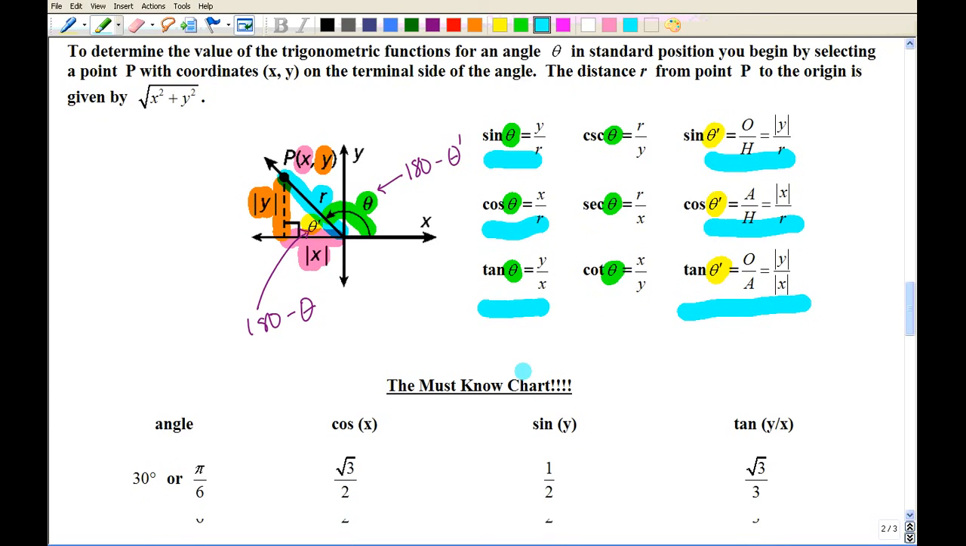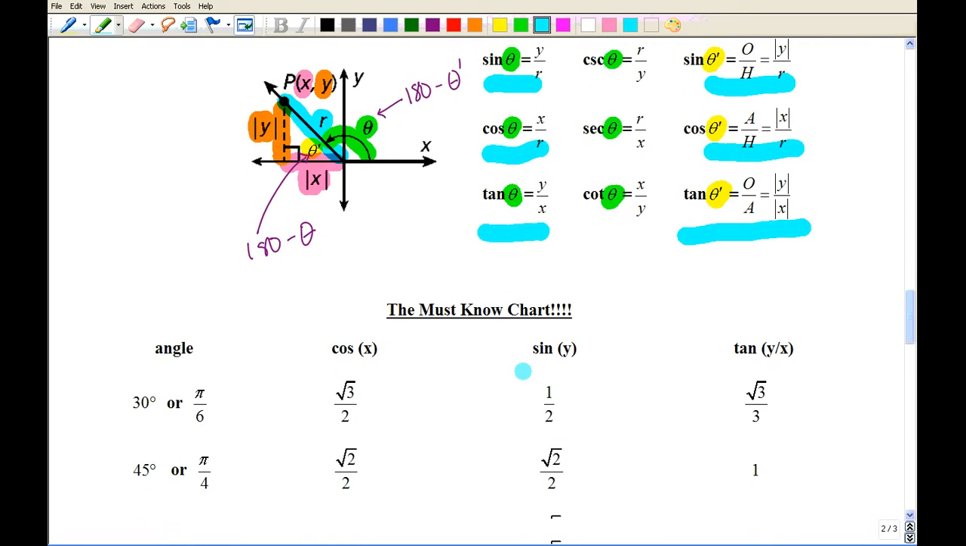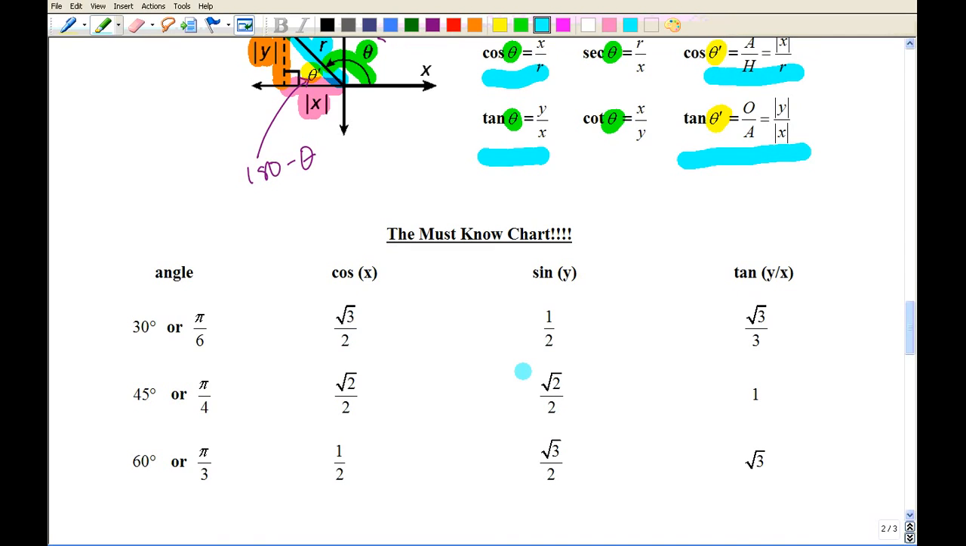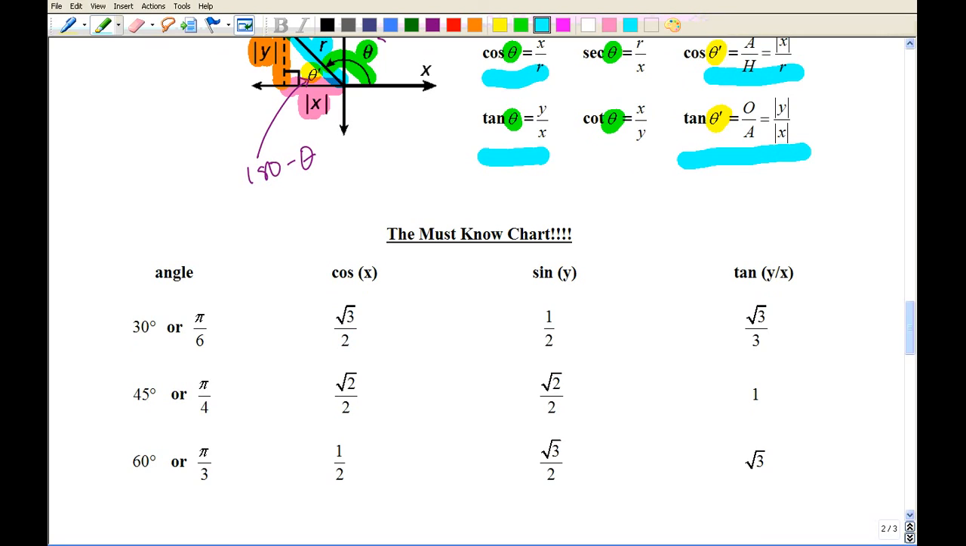All right, so then we have the must-know chart, and we've already referenced it before, and you need to make sure that you know this chart. You must know it. And we've got it in degrees and radians for this chart. And we've got cosine, sine, and tangent. So the cosine is always going to be your x, sine will be y, and tangent will be y over x. And you'll get more acquainted with this chart as we go, but make sure you know it.